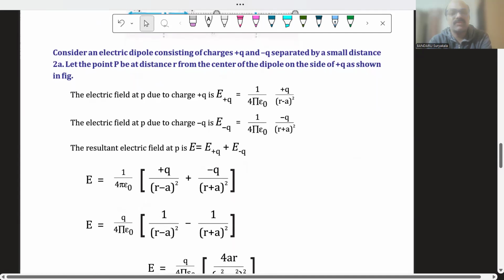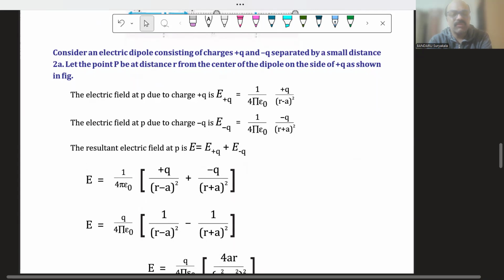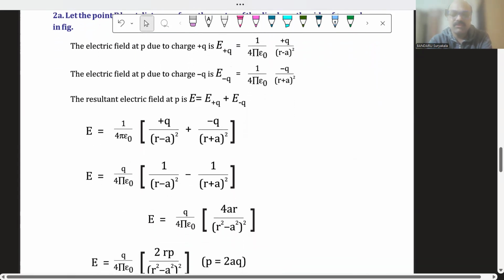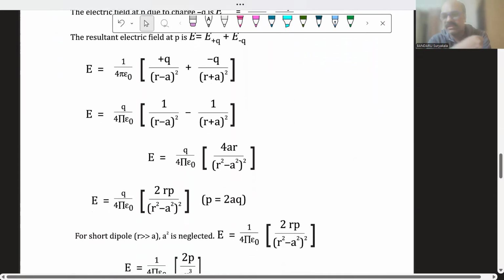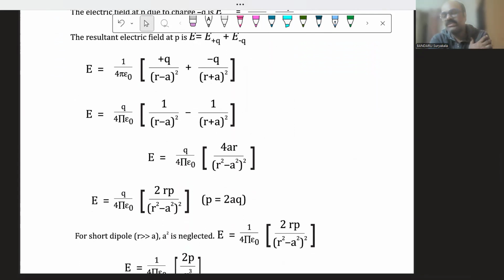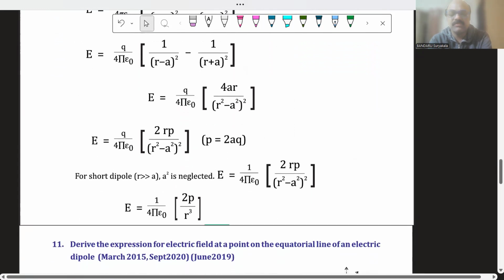This is the field due to the positive charge and the field due to the negative charge. Later, the net or resultant electric field comes as positive minus negative or negative minus positive. The final answer is this. After that we can write for the short dipole also. If the length of the dipole is very small compared to the distance, then we can consider it a short dipole, and the formula is p upon 4 pi epsilon naught r cubed. That's the end of the question.